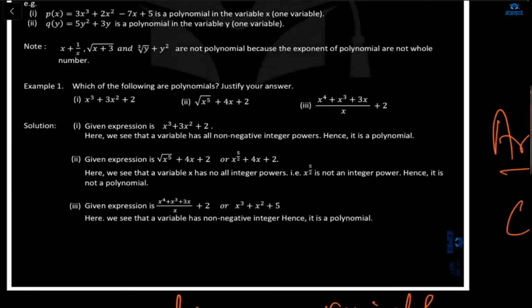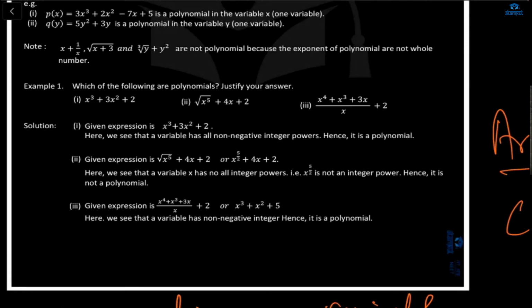I think it's a polynomial. Ma'am, it's a polynomial. But you said it's not a polynomial. Ma'am, after multiplying, yes, it is a polynomial. Because if you cancel the x from the denominator, you can see the expression will be x cube plus x square plus 3 plus 2. So the whole expression will be x cube plus x square plus 5. So it is a polynomial, because the power is a whole number and a non-negative integer.